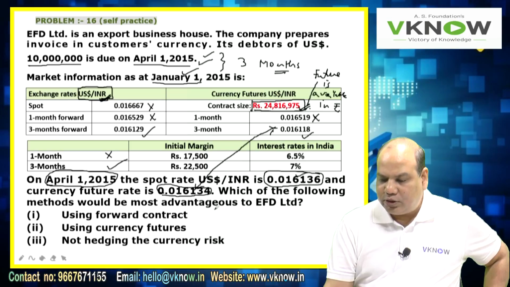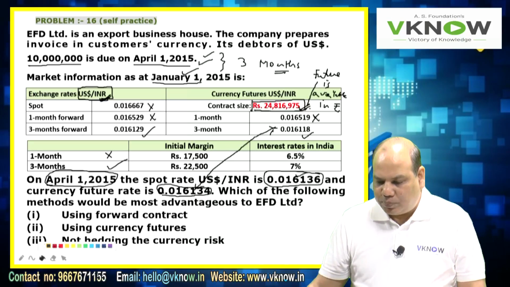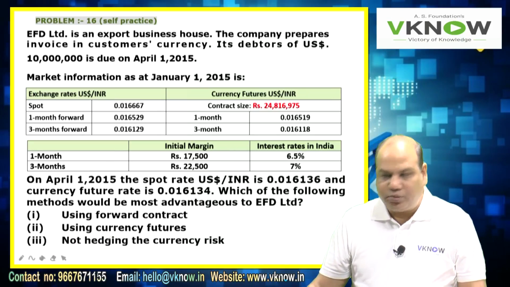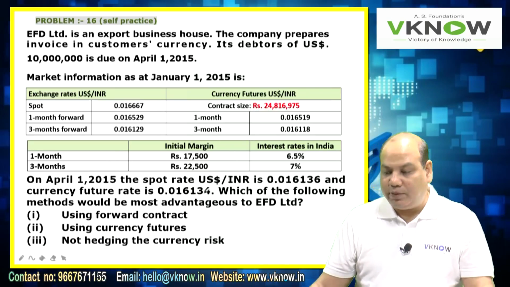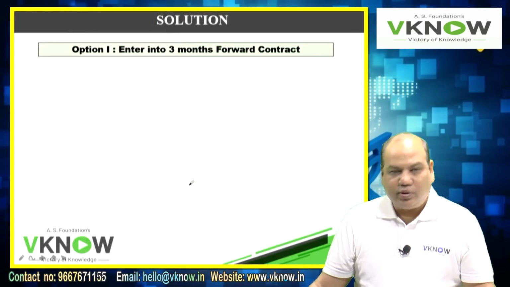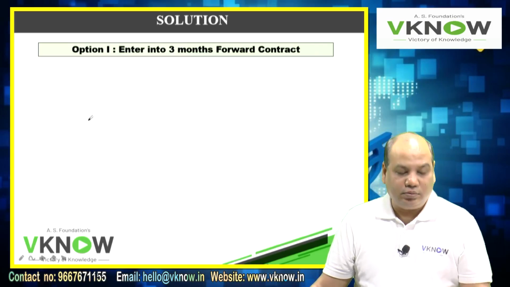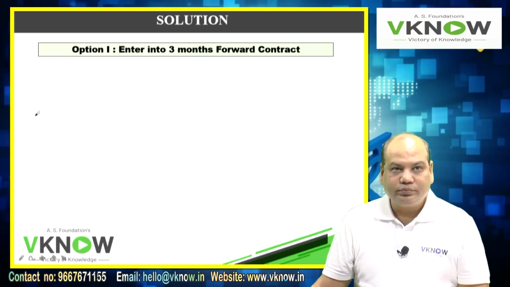Which of the following methods would be most advantageous? Forward, future, no hedging. So this is nothing but a copy paste version of your previous exam, that was 2006 exam, and then again the same problem in May 15 after so many years. So first we will write down alternative 1. Same discussion, one more practice. Enter into 3 month forward contract.